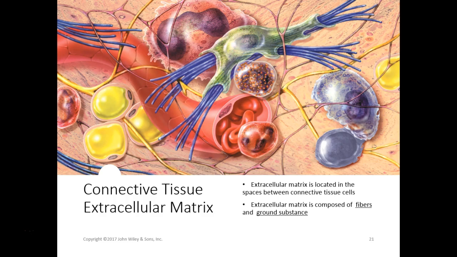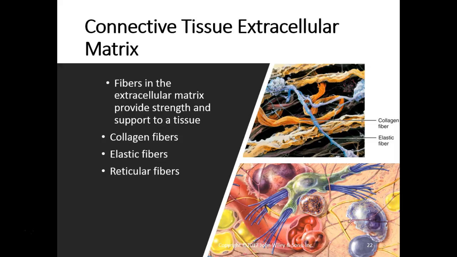So the function of the ground matrix is that it supports and bonds and provides sort of a medium for the exchange of material between the blood and the cells. And of course the composition of that ground matrix and the cells found within are going to help determine that particular tissue's function. The fibers found in the extracellular matrix provide strength and support to a tissue. So the fibers are typically going to be one of three types, and you may find all three types within a particular type of connective tissue.